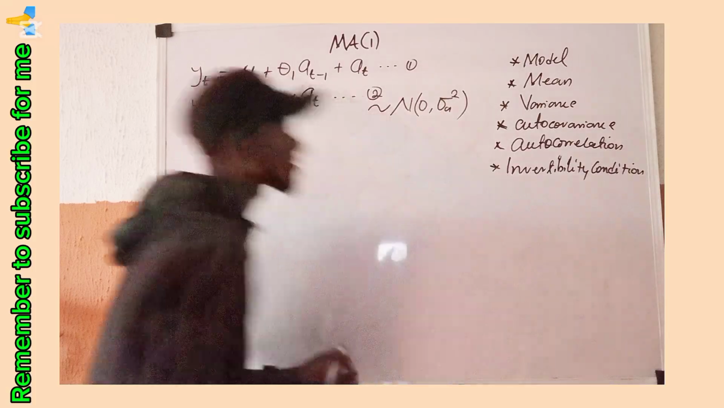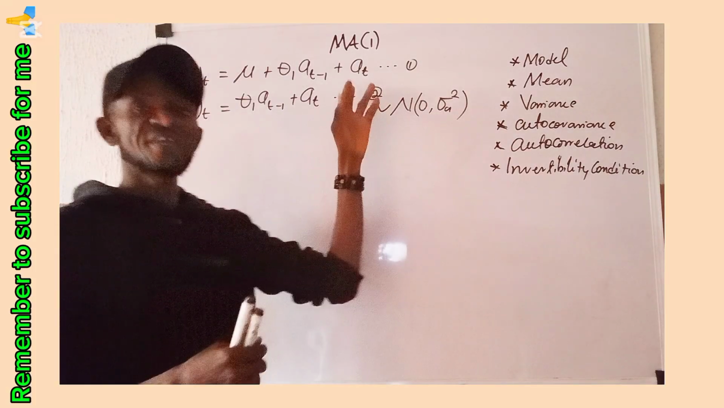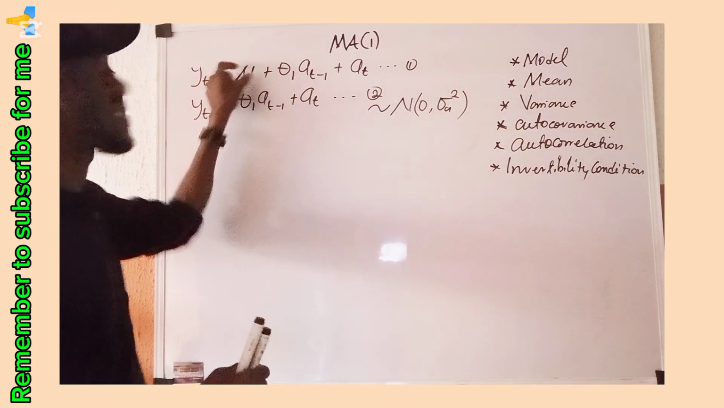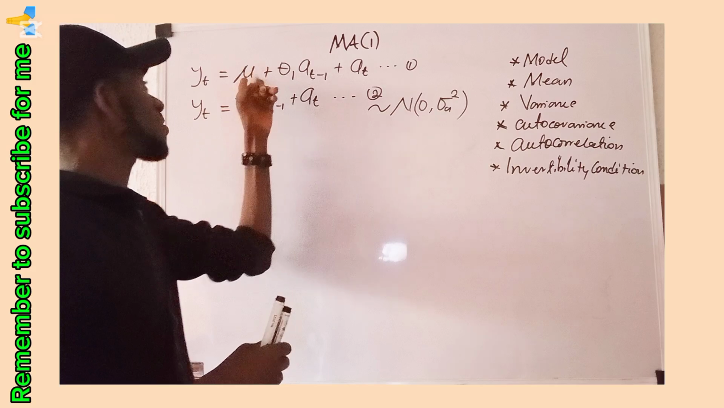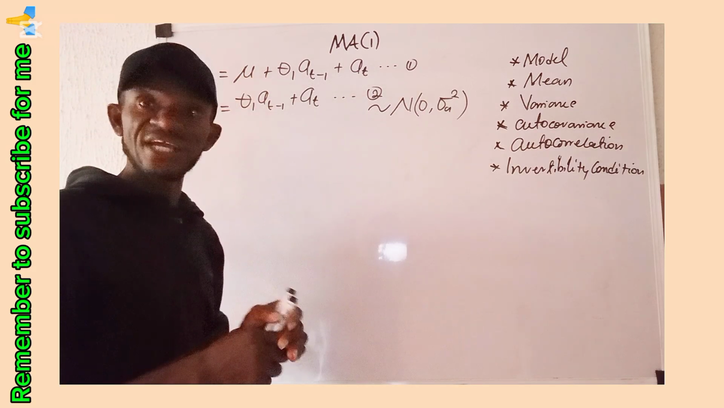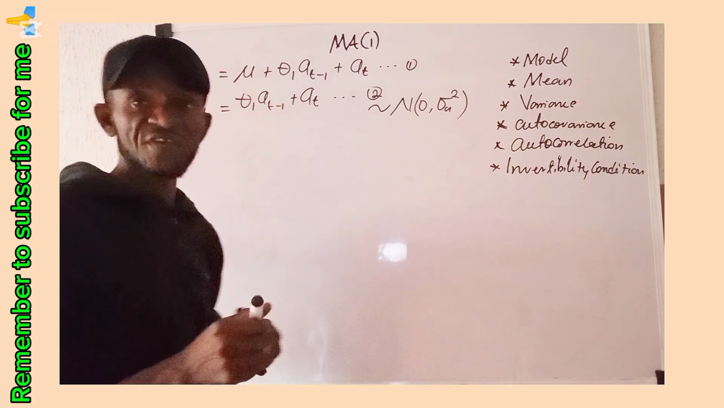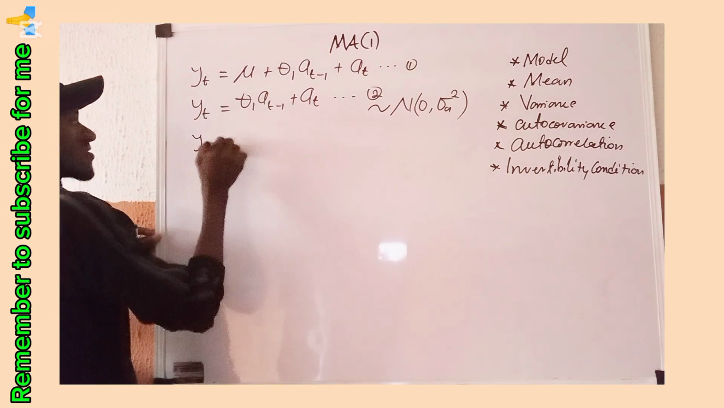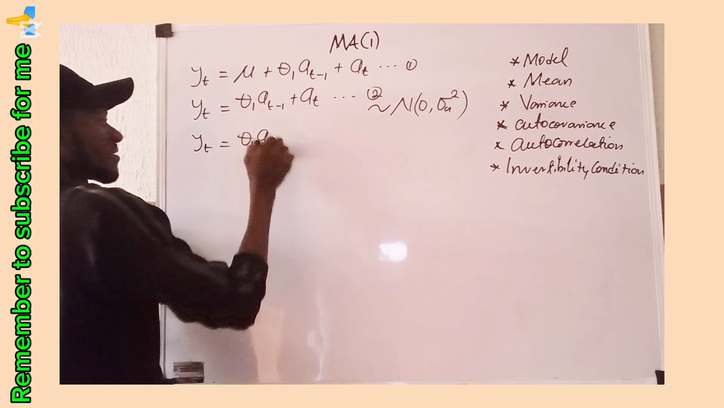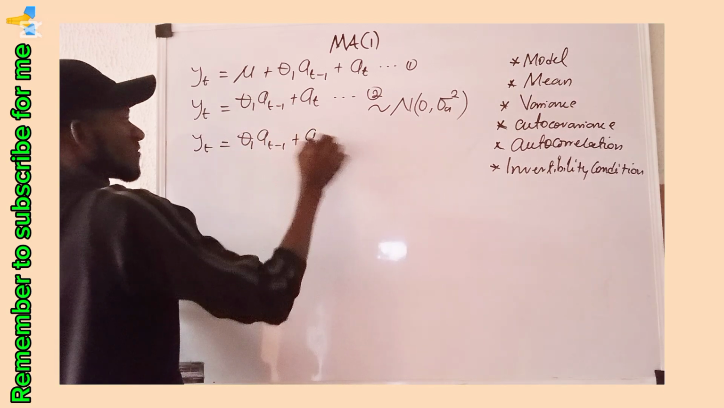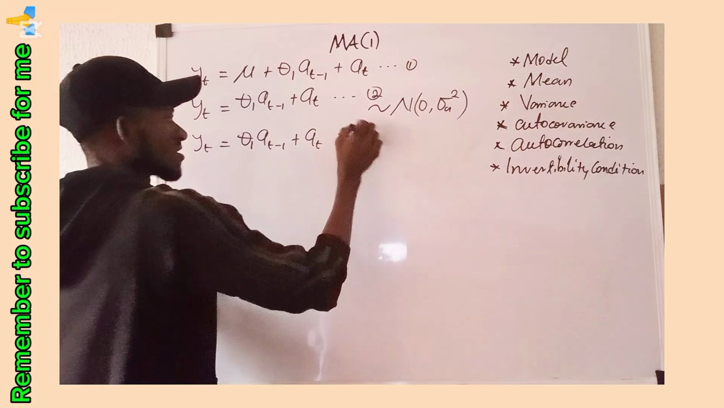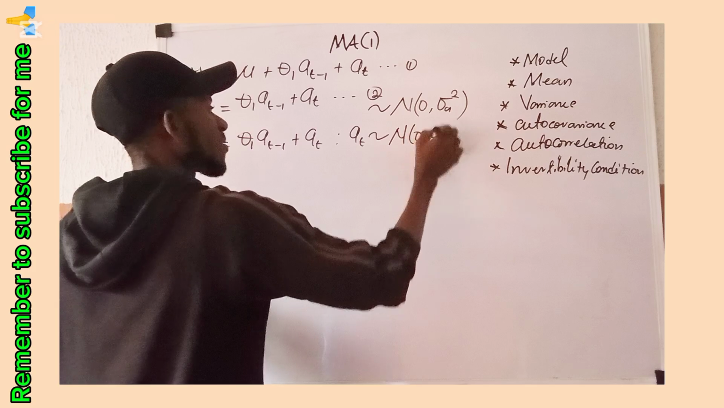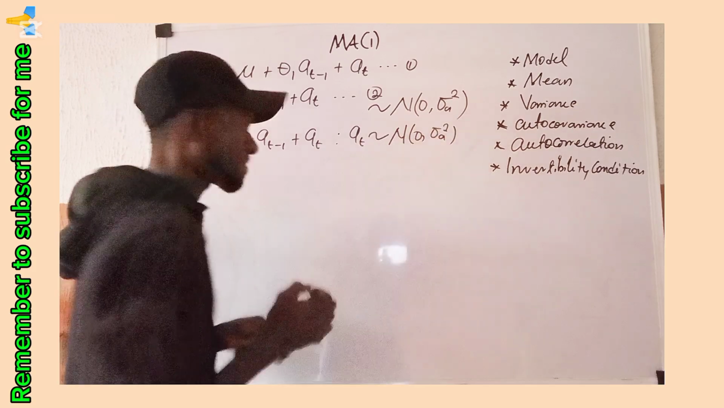When we want to prove the variance, of course, we are going to make use of the second equation, or equation 2, reason being that the variance of a constant is 0. So including this constant mean, mu, doesn't change anything there. So we are going to make use of the second equation that says that y of t is given as theta 1 a of t minus 1 plus a of t, on the condition that a of t follows a normal distribution with mean 0 and constant variance sigma squared of a.